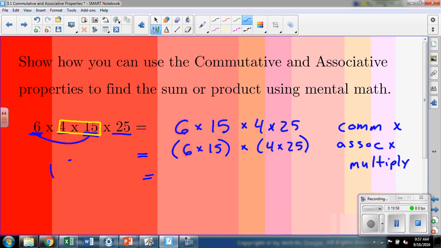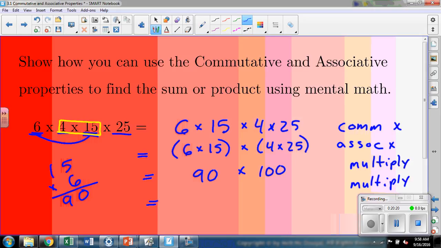And so if you need to go off to the side and do some scratch work, it's not a problem. It's not like everything can be done mentally, but we'd still get 90. 4 times 25 is still straightforward. It's 100. And then 90 times 100, multiplied by 100 just means you've got to tack on some more zeros. So 90 with 2 more zeros, we get 9,000. And we're done.